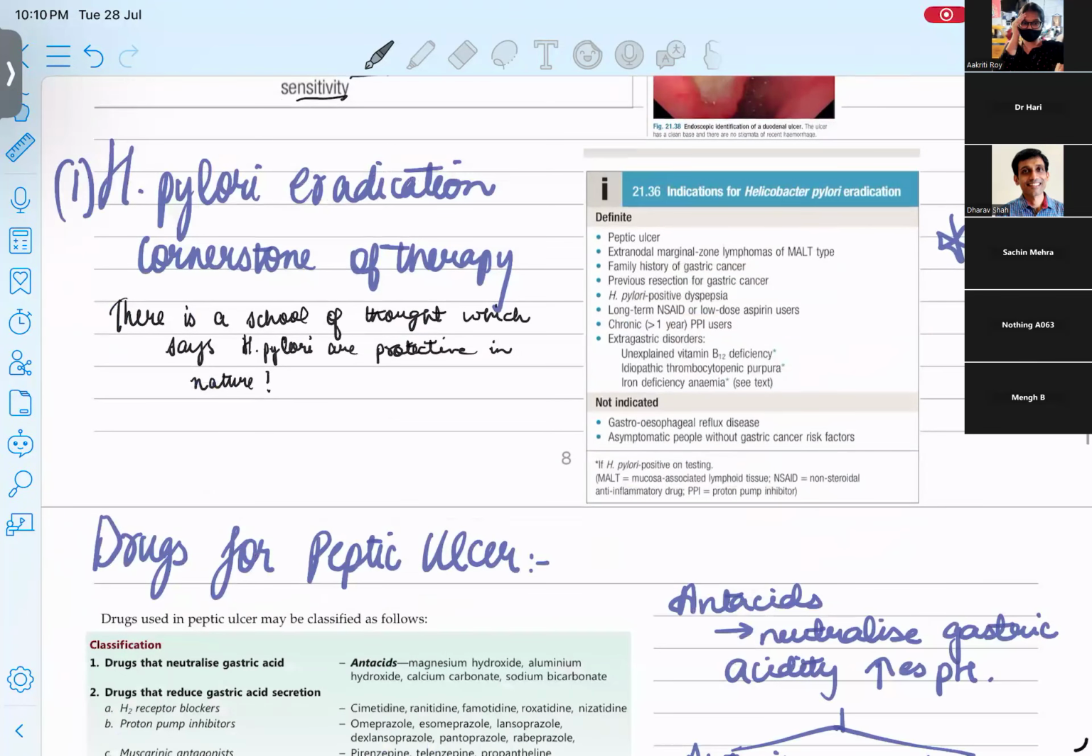H. pylori eradication is the cornerstone of therapy. And just now, Sir said there is also a school of thought which might think H. pylori are protective in nature. It is very interesting itself to understand. We also have to understand there are indications for H.